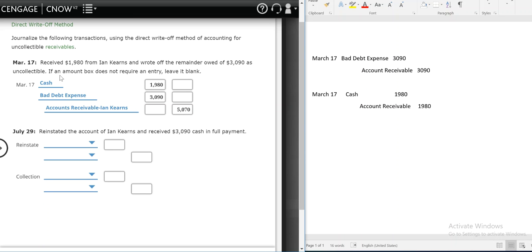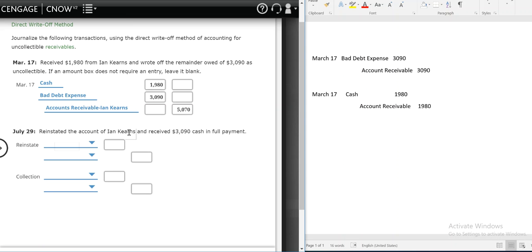By the way, for the exam and quizzes, this right here is what you need. For instance, they're going to ask you a question like this: when using the direct method, bad debt expense will have a debit of 3,090, yes or no? Or when you receive 1,980, you're going to debit cash and credit accounts receivable. Correct.